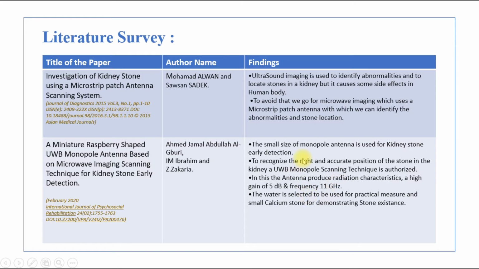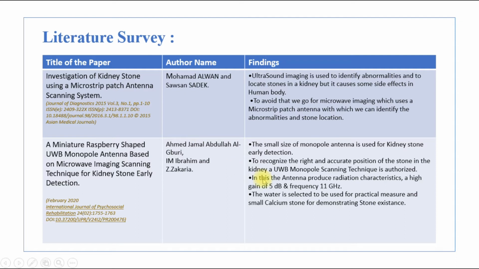In these two papers, in the first paper ultrasound imaging is used to identify abnormalities and to locate the stones in the kidneys. They propose that ultrasound affects the human body and has some side effects, so to avoid this they go for microwave imaging. They also use microstrip patch antennas, but in the design they are not using any CST kind of phantom. They are using a material, replicating the human kidney structure using an alternative material, not the actual kidney.